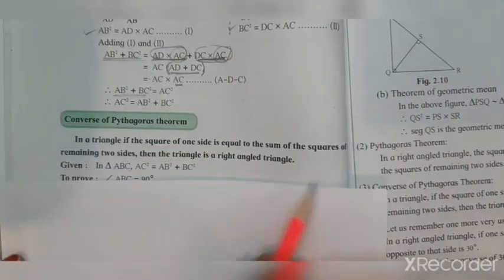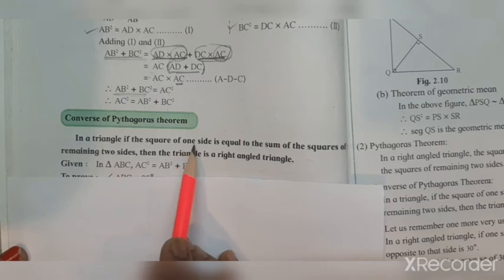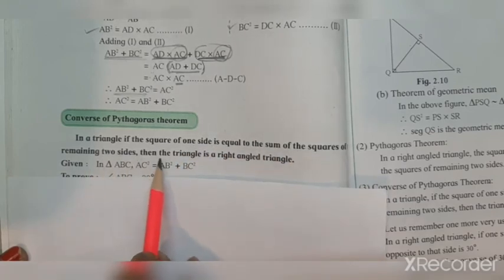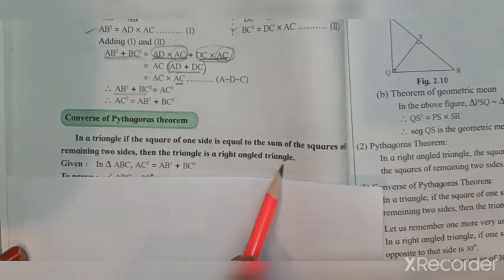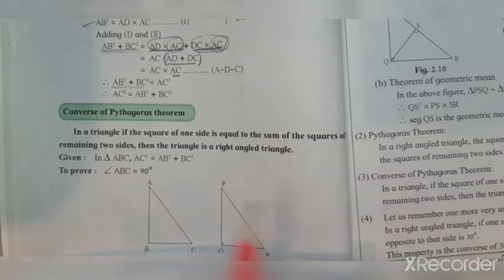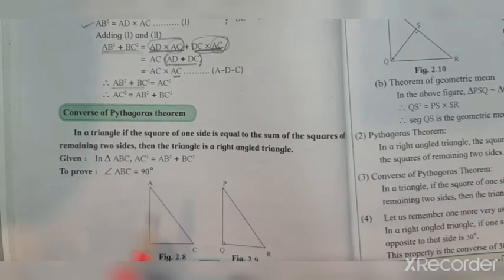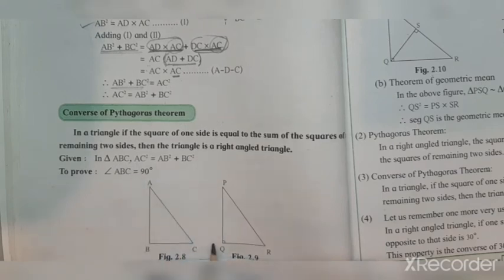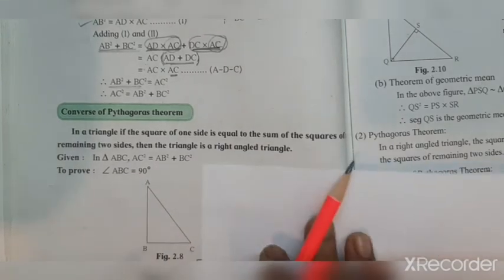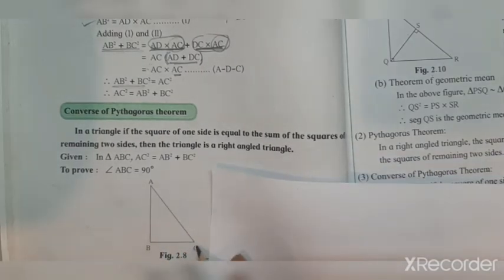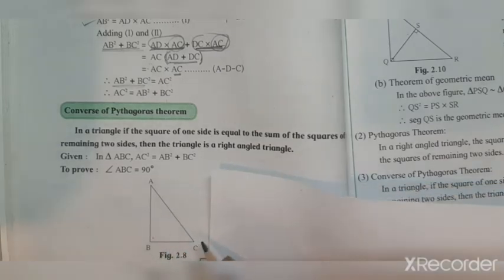So the statement says, in a triangle, if the square of one side is equal to the sum of the squares of the remaining two sides, then the triangle is a right angle triangle. Okay, so this theorem here given is in triangle ABC. ABC is the triangle which has been given, and in this triangle they have given AC square is equal to AB square plus BC square. We have to prove that this angle is 90 degrees. So we can prove that it is a right angle triangle.